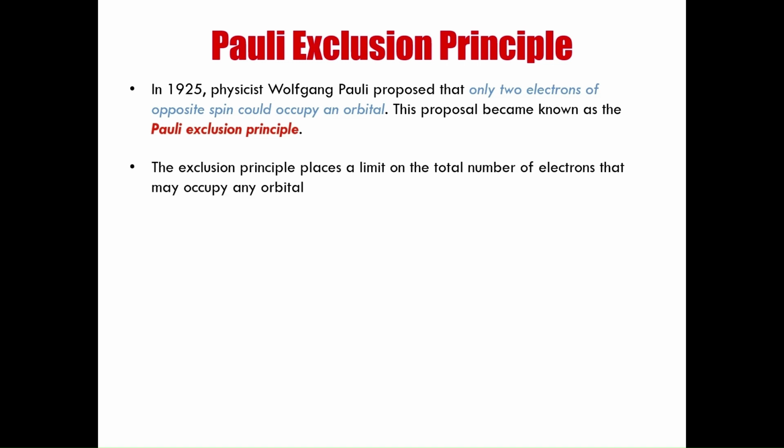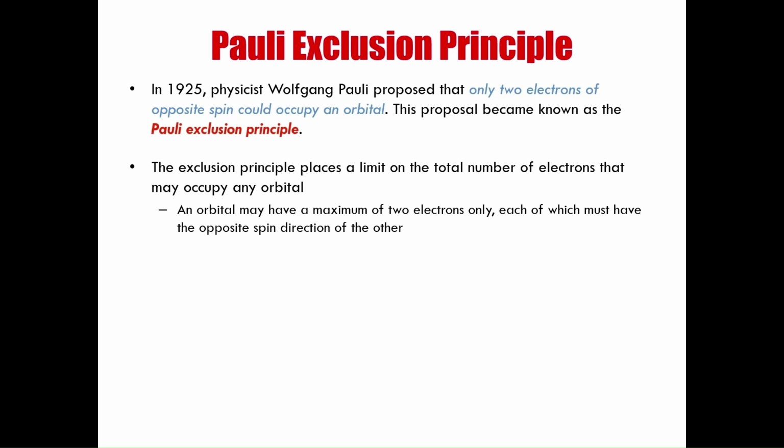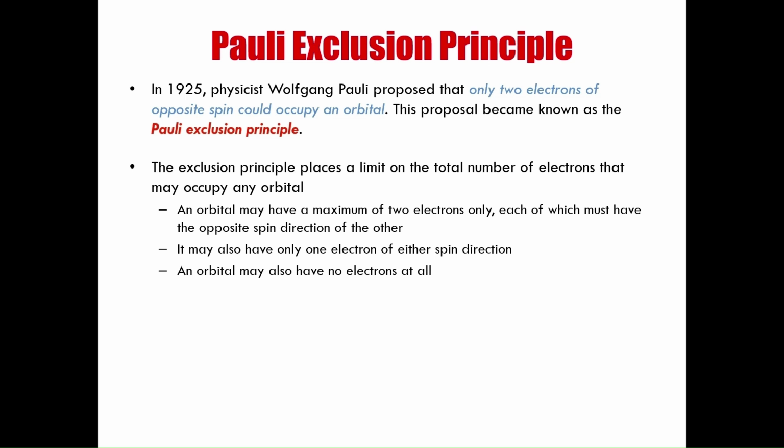It's called an exclusion principle because it places a limit on the total number of electrons that can occupy any orbital. This exclusion principle outlined three possible scenarios. The first scenario stated that any orbital can have a maximum of two electrons as long as both electrons are spinning in opposite directions to one another. The second scenario stated that you can have an orbital with one electron of either spin. And the third scenario was that you could have an orbital that had no electrons.